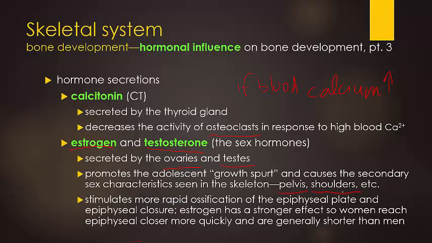So both estrogen and testosterone stimulate the ossification of that cartilage material there at the epiphyseal plate, and stimulate then epiphyseal closure. And it turns out that estrogen has a stronger effect in stimulating this greater, more rapid ossification. And so women make their way to epiphyseal closure more quickly than men.